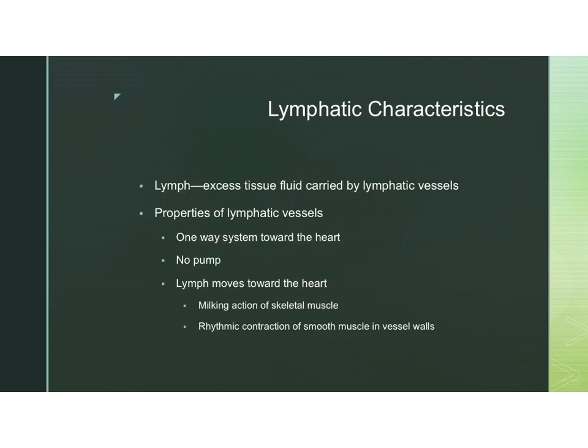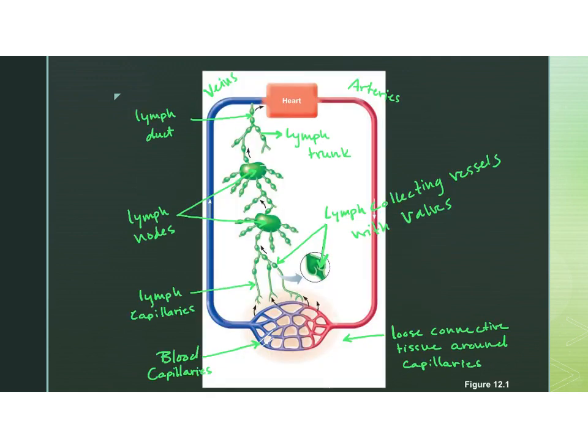Lymph is a fluid that's in your body. It's excess tissue fluid, and it's carried inside of your lymphatic vessels. The properties of your lymphatic vessels include one-way travel towards the heart. There is no pump in the lymph, so it moves towards the heart through milking action by your skeletal muscle and also rhythmic contraction of smooth muscle in the vessel walls. And so it returns to the heart more slowly than blood typically, because there's not a big pump like the heart.